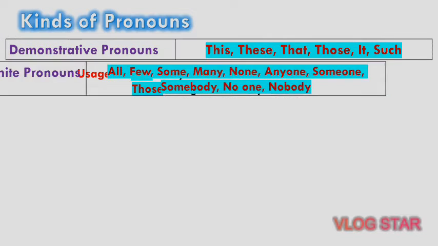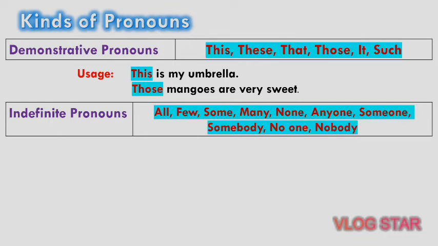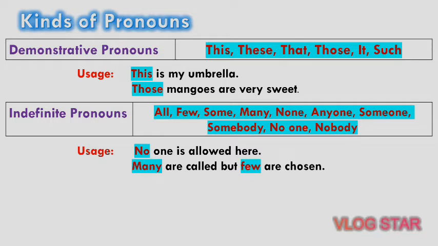Next we have the indefinite pronoun. Indefinite pronouns do not refer to any particular person. They do not actually point out any particular person or a particular thing. So hence they are called indefinite pronouns. And examples of indefinite pronouns are all, few, some, many, none, anyone, someone, somebody, no one, nobody, etc. So these are the indefinite pronouns which do not indicate any specific person or any specific thing.